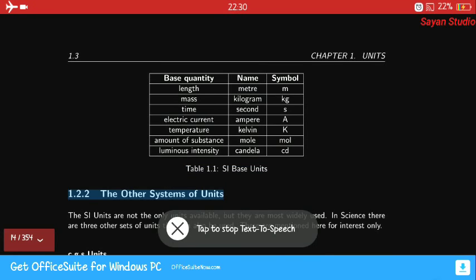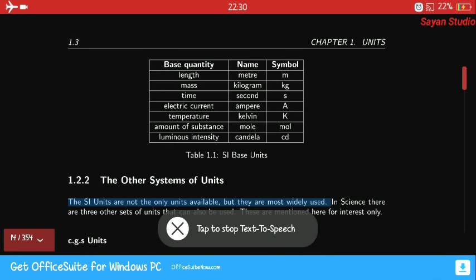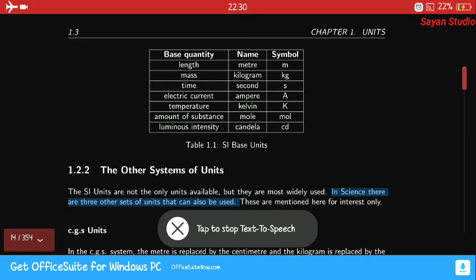1.2.2 The other systems of units. The SI units are not the only units available, but they are most widely used. In science, there are 3 other sets of units that can also be used. These are mentioned here for interest only.